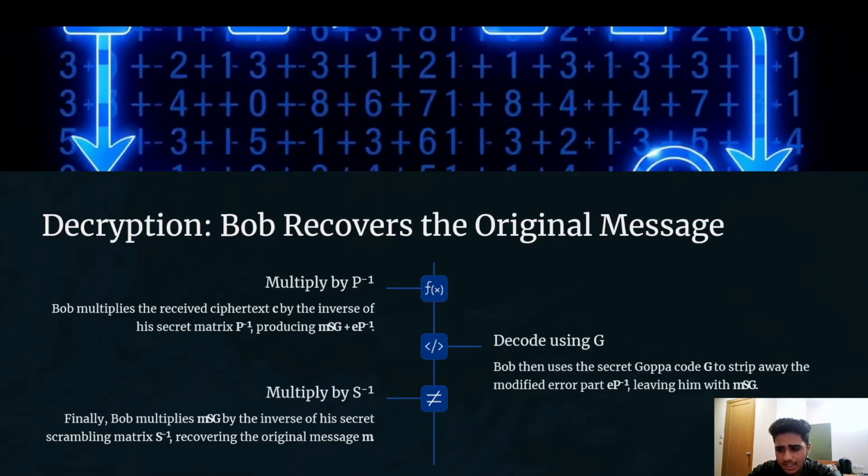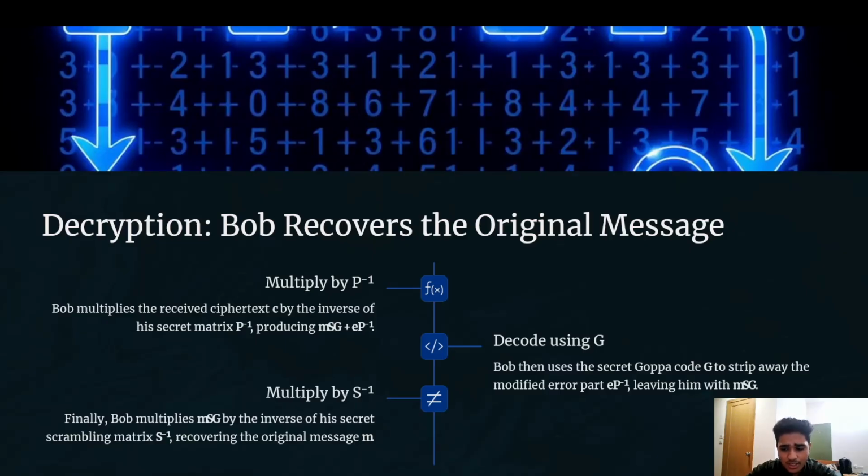Now Bob uses the secret Goppa code G. Remember, this code was chosen because it has a special fast decoding algorithm if you know G. Bob uses this algorithm on the data he just calculated. This algorithm cleverly strips away the modified error part and recovers the M S. Pretty neat, right? He's almost there. Now, the last step is to use the inverse of the secret scrambling matrix. He multiplies by this, which cancels out the S and leaves him with just M, which is Alice's original message.